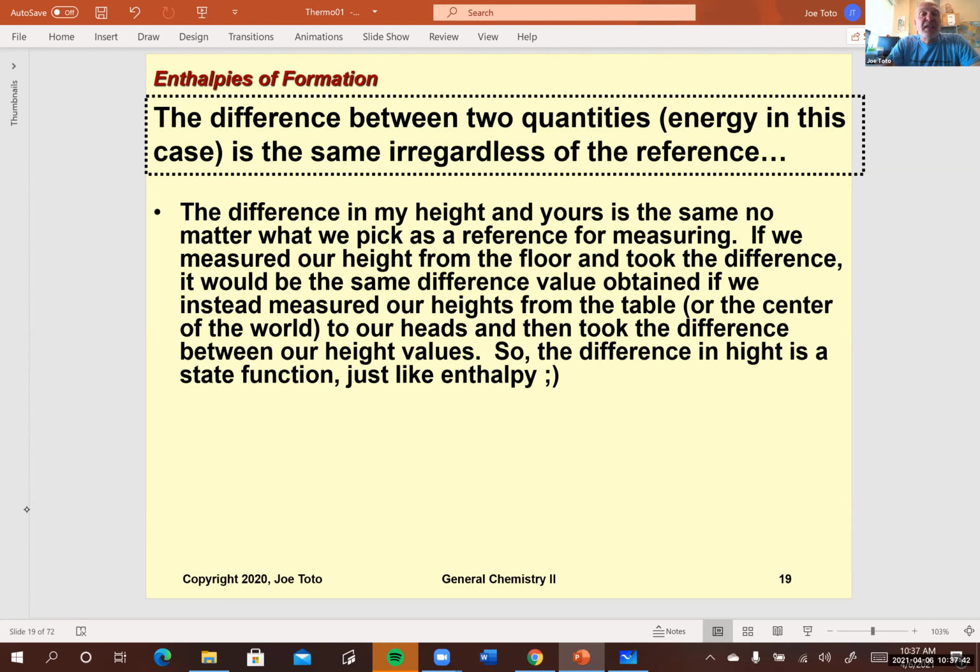But what we're doing, instead of picking the center of the Earth for our heights, we're picking the elements in the periodic table under standard conditions as they exist. We're picking that as the 0. And then we're measuring the difference in enthalpy from that reference to other molecules that we might want to calculate the change in the enthalpy of. So I don't know if that helps or not, but maybe taking a look at this in a couple more different ways will help you understand what's going on.